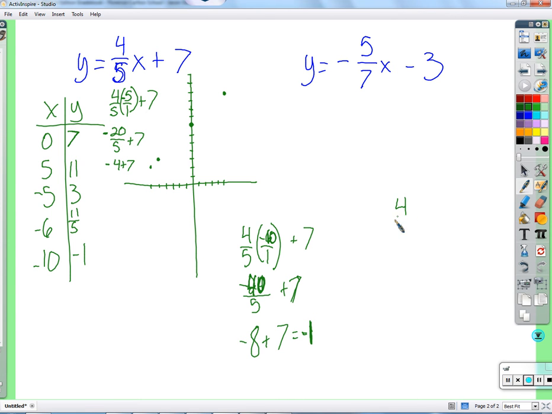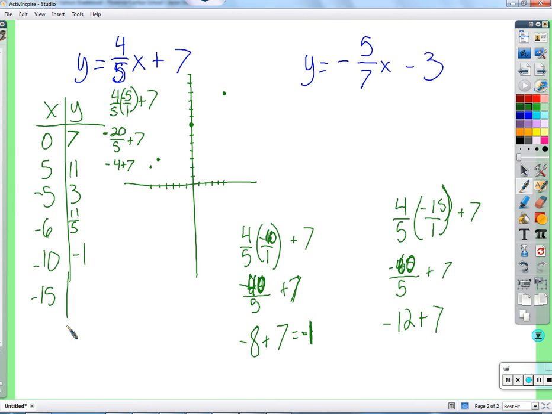If we put in negative 15, we're going to get negative 45 over 5, or negative 12 added to 7. Subtracting 4, subtracting 8, we're subtracting 12. That's 4 times 3. And if we were to put in negative 15, we would get 7 minus 12, negative 5.